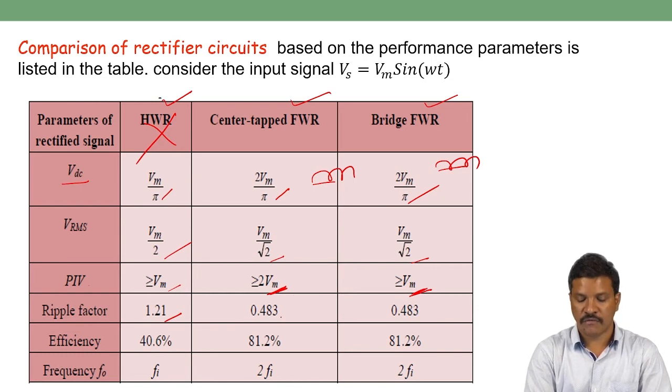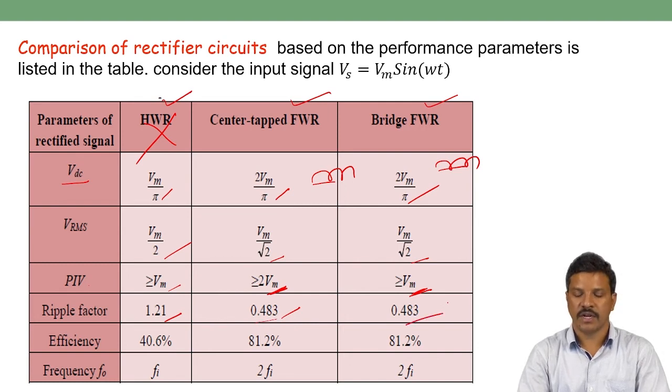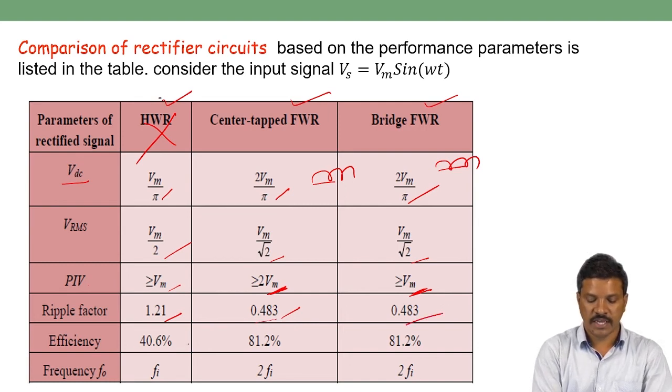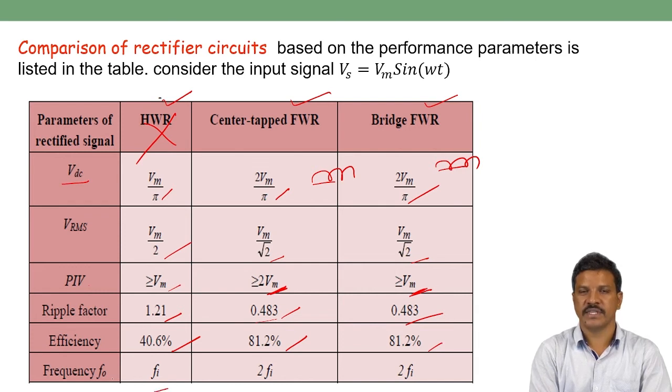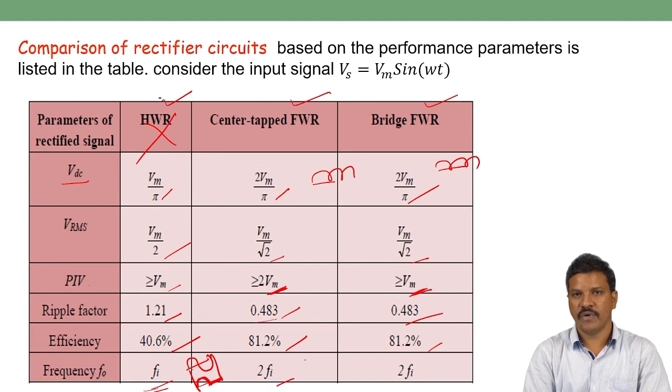Same ripple factor for full wave rectifier is 0.483, 48%, and efficiency is 81.2%, while for half wave it is only 40% efficiency. And frequency, input frequency is fi. So the same frequency we get in half wave rectifier, because of one half cycle and zero, the total time period is the same and the frequency is also the same. Whereas in full wave rectifier we have 2 into fi, and bridge rectifier we have 2 into fi.